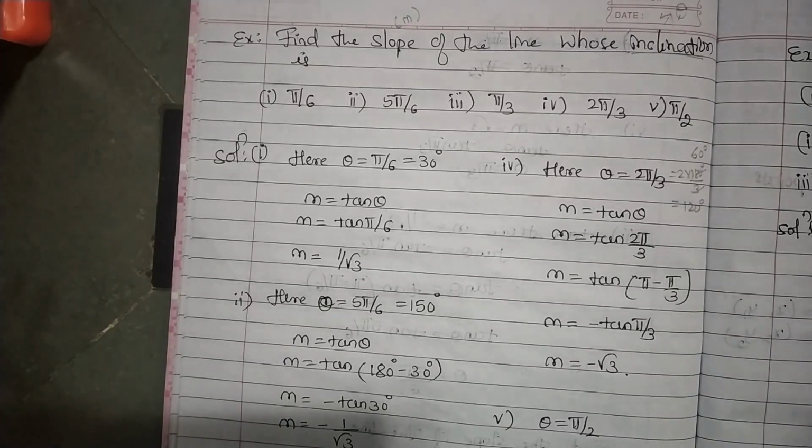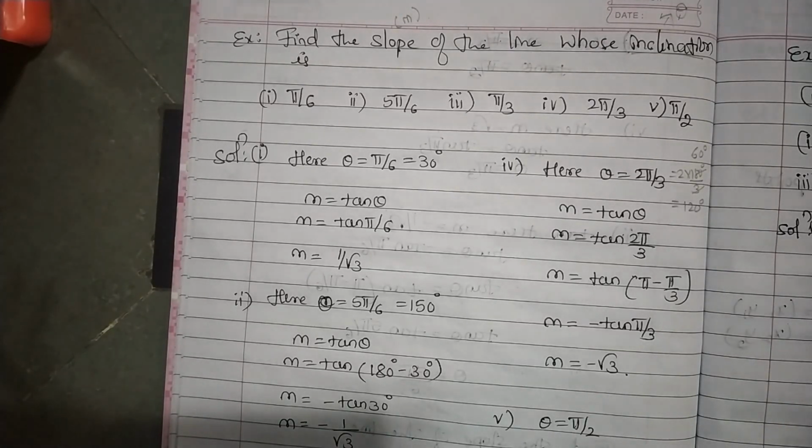So what is the condition for perpendicular lines in terms of slopes? That is m1 into m2 is equal to -1. So for perpendicular lines, the condition is m1 into m2 is equal to -1. If their product is equal to -1, that implies that the given lines are perpendicular.